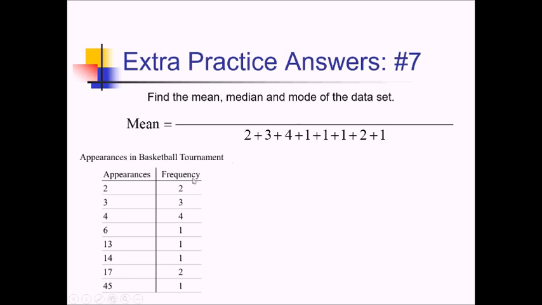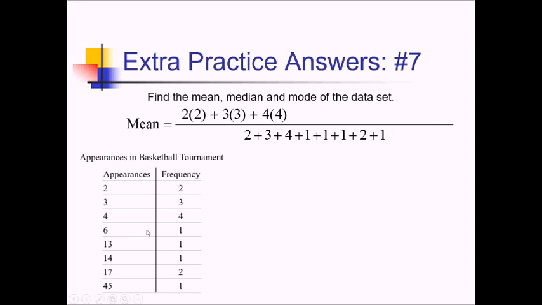Now for adding up the actual items, so we had 2 appearances. That happened twice, so we're going to have 2 times 2 for that item. And then 3 appearances, that happened 3 times, so there's 3 sets of 3. So that's going to be a plus 3 times 3. And then we have 4 sets of 4 appearances. So that's a total of 16 appearances, but we'll just write 4 times 4 for now.